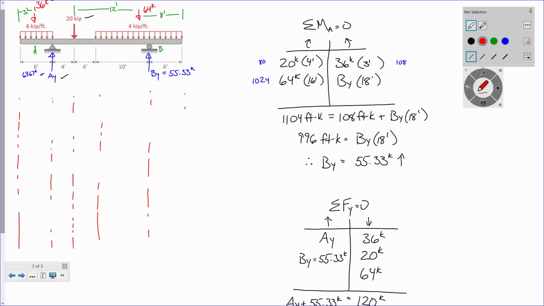I know it's a little messy on the screen. It's my first time trying to do dashed lines. Okay, so now what I'm going to do is I've got a big solid line here, and we're going to start off with the shear diagram.